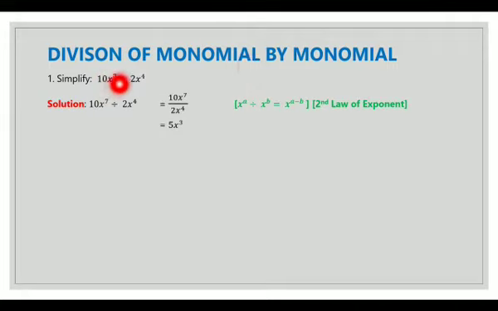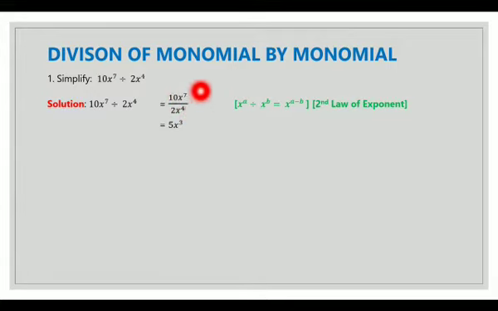10x raised to 7 divided by 2x raised to 4. Solution: 10x raised to 7 divided by 2x raised to 4. So how do we solve? Which is equals to 10x raised to 7 divided by 2x raised to 4. 2 ones are 2, 5 twos are 10. So 5 x raised to 7 divided by x raised to 4. So to solve this, we are going to use the second law of exponent.